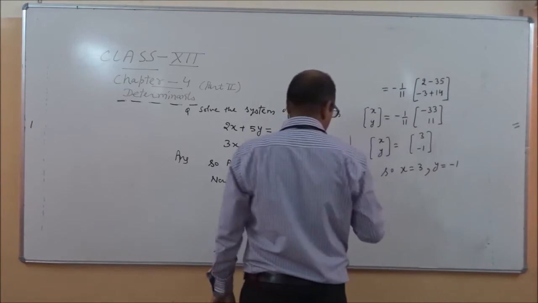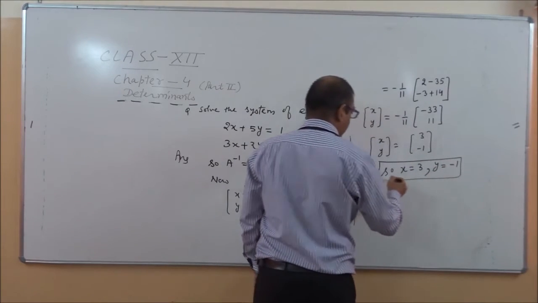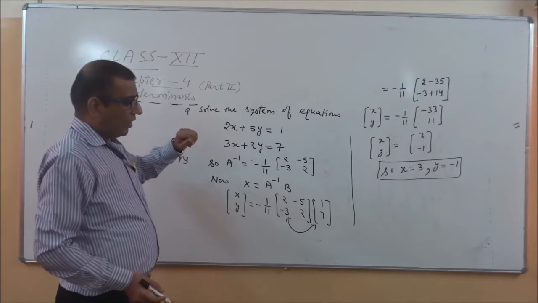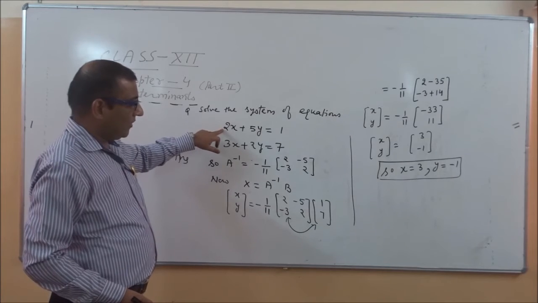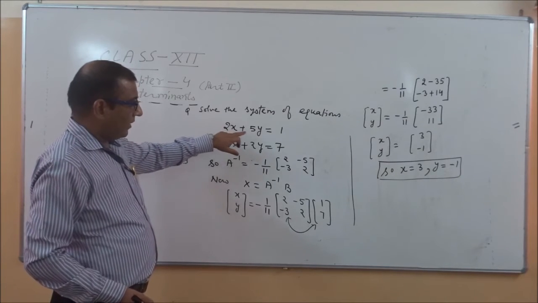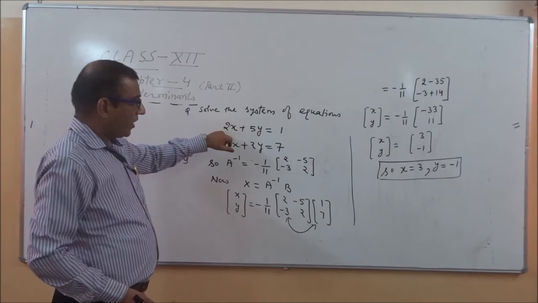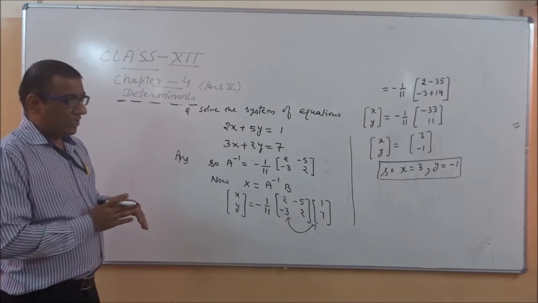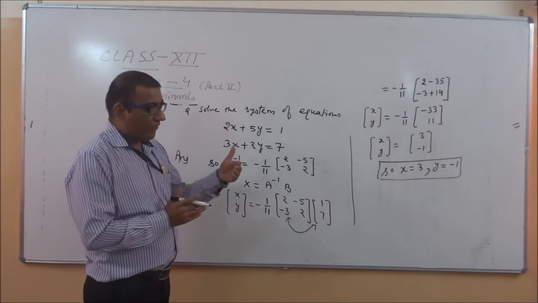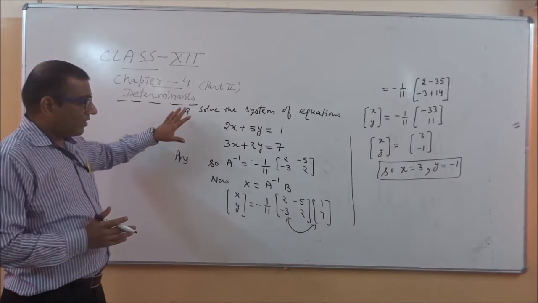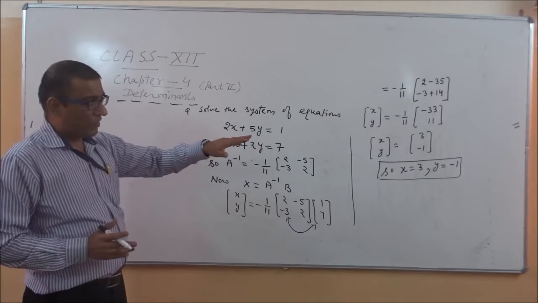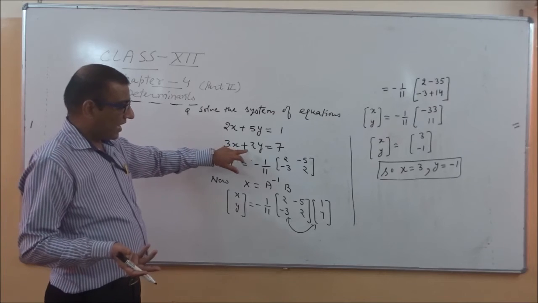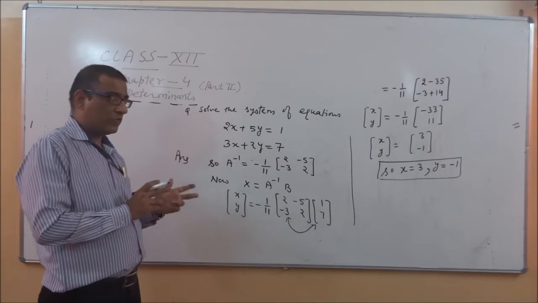And if you want to check whether our answer is correct or not, what we will do, we will put the value of x and y in any one of the equations. For example, if we put the value of x and y in the first equation, 2 into 3 is 6 and 5 into minus 1 is minus 5. It means 6 minus 5 is 1. So it means our values are right. So this is the way, with the help of x and y, we can easily check if our answer is right or not. If you want to put the value of x and y in the second equation, check, 3 into 3 is 9, 9 minus 2 becomes 7. It means we will get LHS equals to RHS.